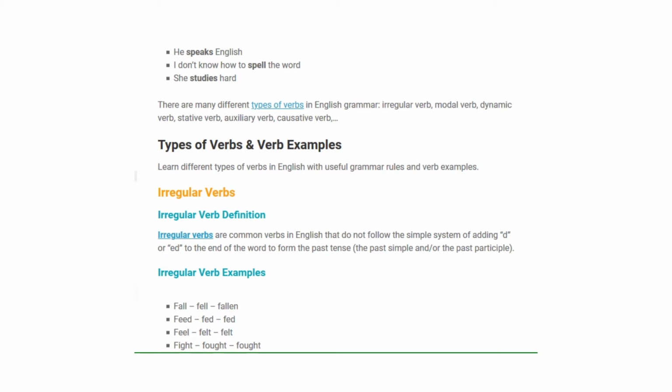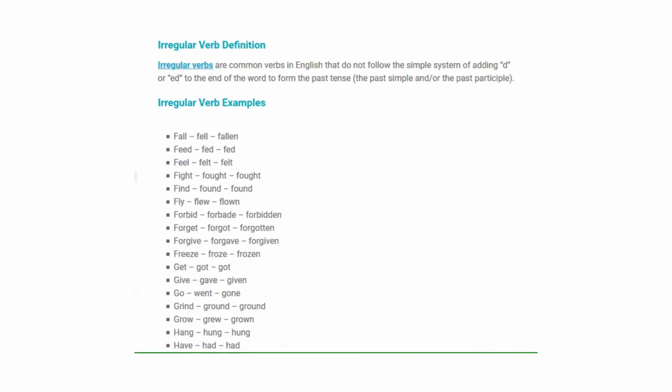So we have irregular verbs. What's the definition of an irregular verb? They are common verbs in English that do not follow the simple system of adding d or ed to the end of the word to form the past tense, the past simple, and or the past participle. So with irregular verbs, we do not add d or ed to the past, as we do with regular verbs.